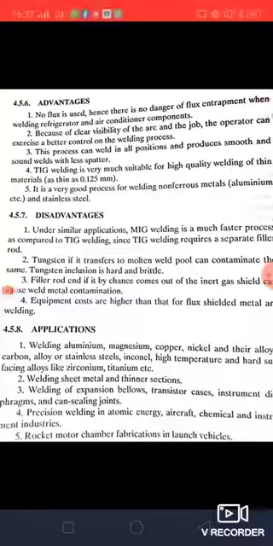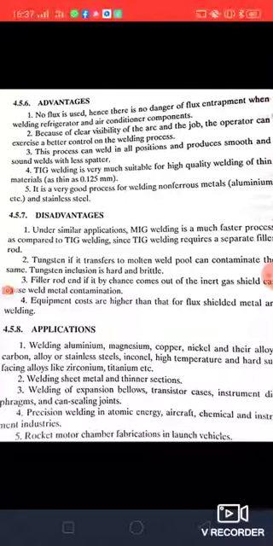Now the second advantage is, because of the clear visibility of the arc and the job, the operator can exercise better control on the welding process. As no flux is used in TIG welding, no smoke is produced in the welding process. And as there is no smoke, the visibility of the operator is better in the TIG welding process. So the operator can control the welding process very easily.